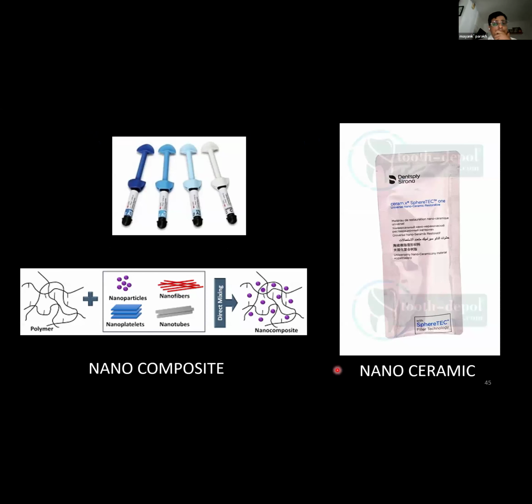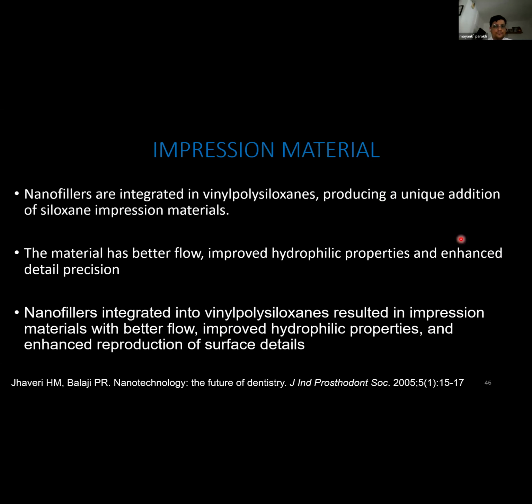So this is how the current market works: the 3M ESPE composites that are in the market are majorly nanocomposite based material, where multiple nano components of the matrix are used, and then you get a final composite which has extremely high polishability and is very durable. Dentsply Sirona also has come up with their nano ceramic composite. This is Ceram.X Sphere Tec. So this is an extremely aesthetic ceramic and can very easily blend in and give you a very aesthetic final outcome.